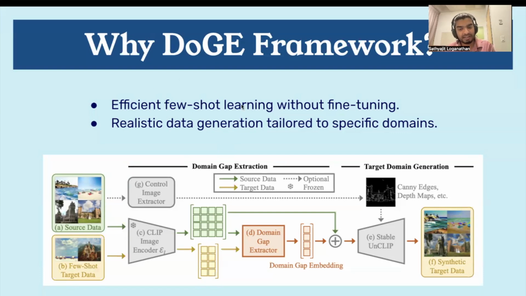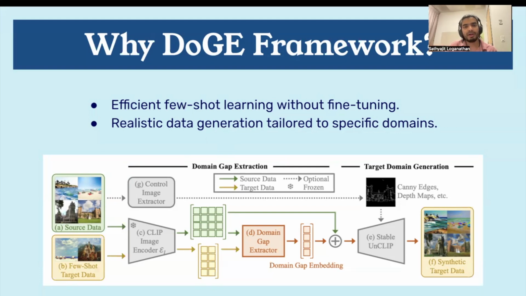Basically, if you have a limited dataset that you need to generate more data from, you can use a generic dataset, extract the embeddings, and then generate on that limited dataset. So the generated dataset would now follow the distribution of the limited target dataset that we have. That is why the DoGE framework looks specifically useful in this scenario.